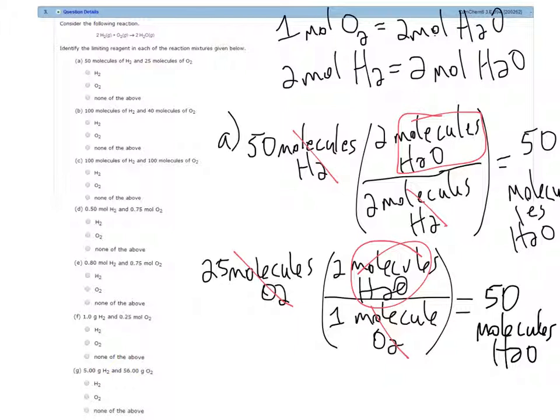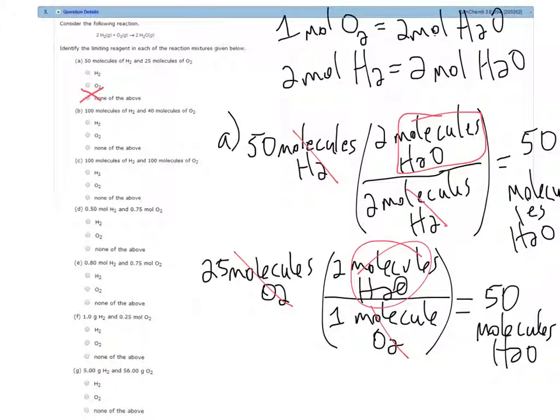In this problem, it's one of those rare instances where the number of molecules of water produced by one reactant is exactly the same as the number of molecules of water produced by the other reactant if they both reacted away to completion. So for part A, the correct answer is none of the above. Neither of the reactants is limiting in that particular case.